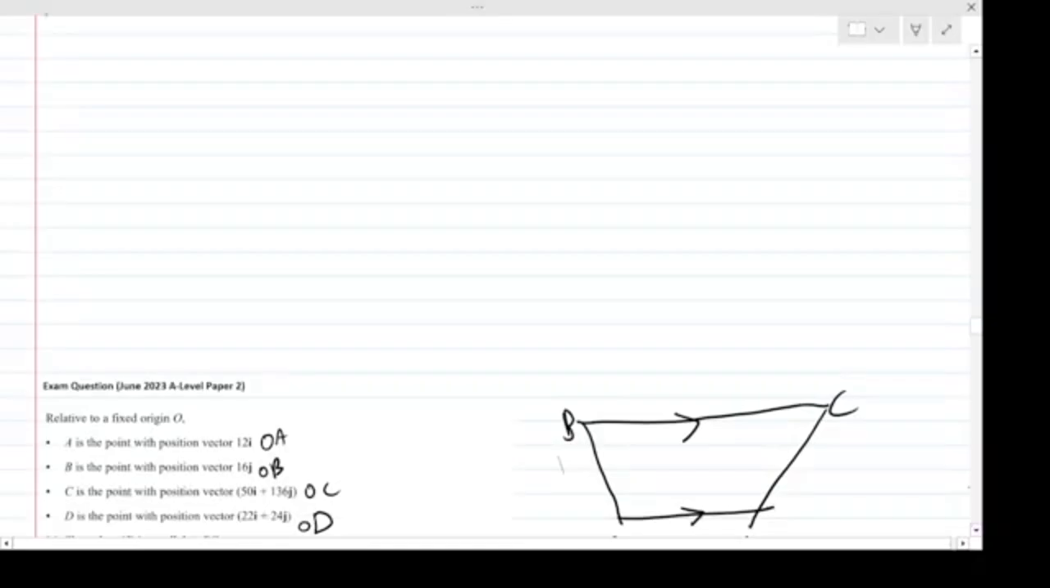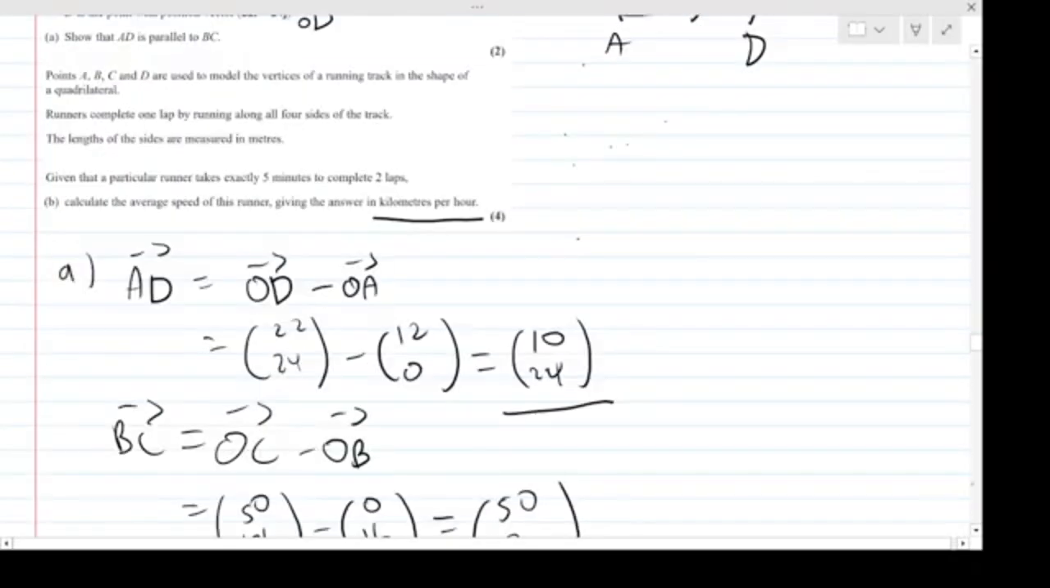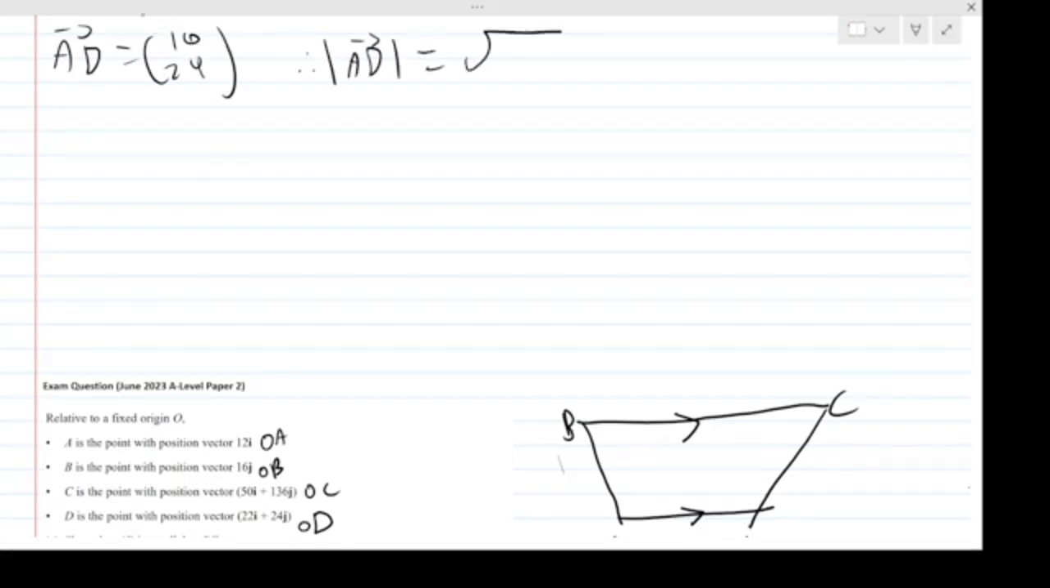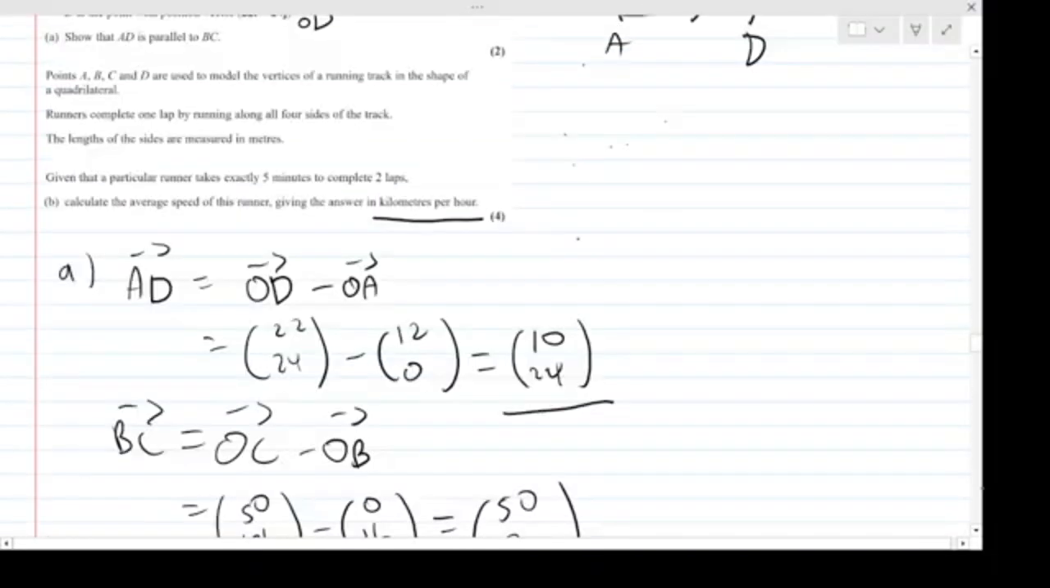Let's go down to the question. Firstly, I've already found the side AD, right? The side AD on my shape is 10, 24. So the length of AD, the magnitude of AD, is going to be root 10 squared plus 24 squared, which would be 26. What are the units? Meters. Okay, meters.